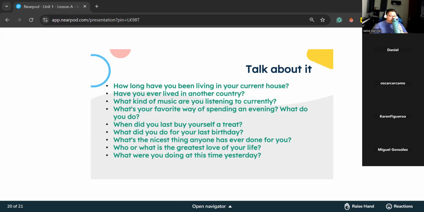I've been living in my current house for all my life, honestly. Even all my mom's life. It's her childhood home, and we still live here. Yeah.